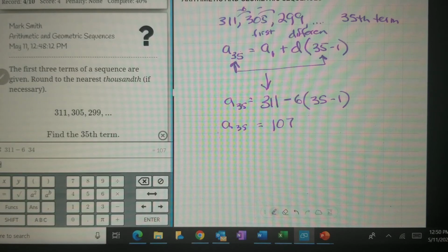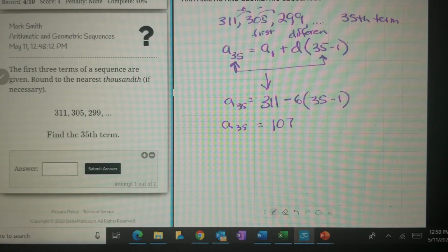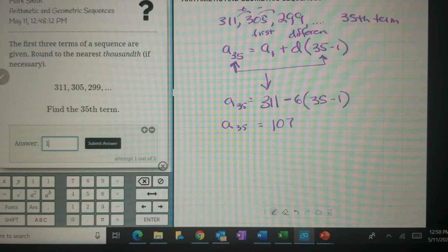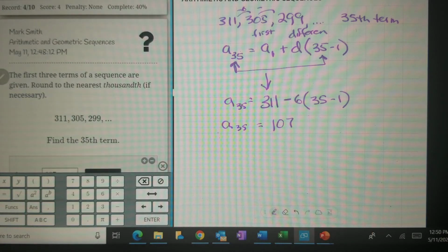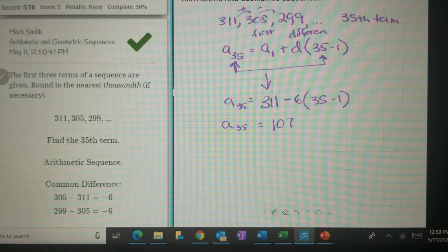All right, so we are going to go over here, get rid of this, and put in 107 and submit answer, and we get a green check. All right, so let's see, what did I do here? I needed the first term, 311, I needed the difference, minus 6, and I needed this 35. Okay, that wasn't so hard.